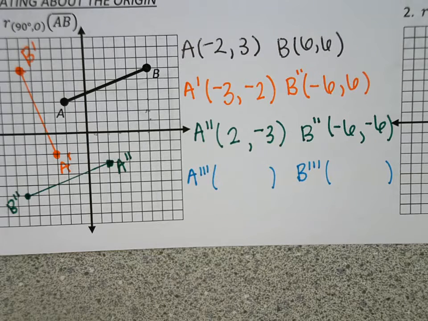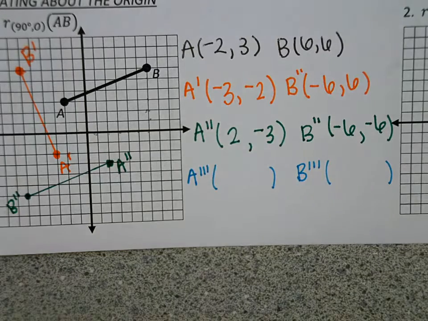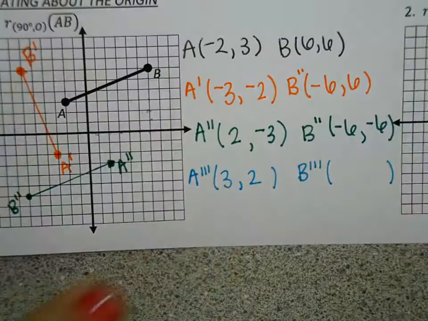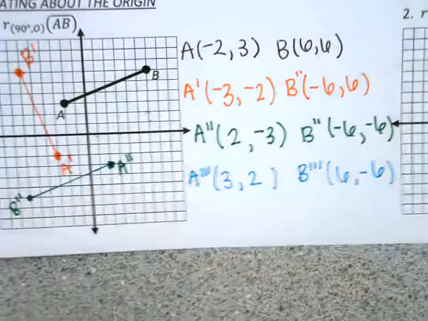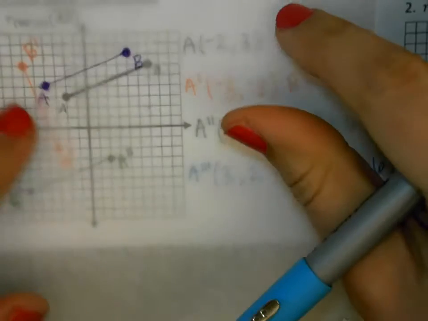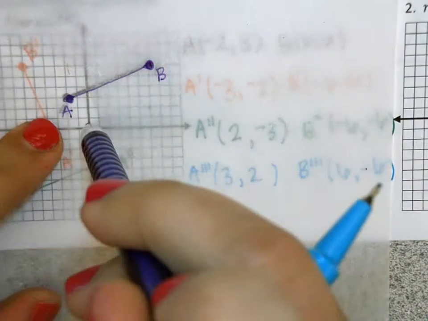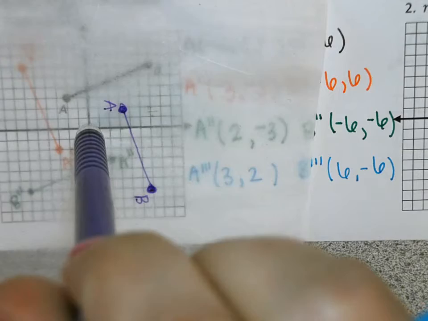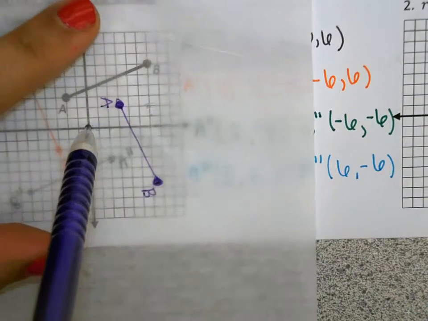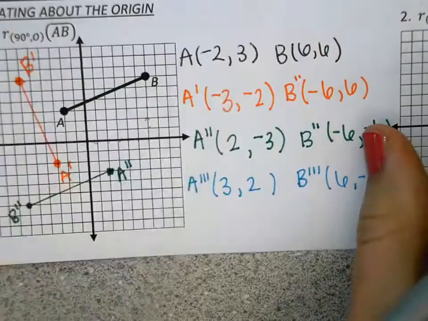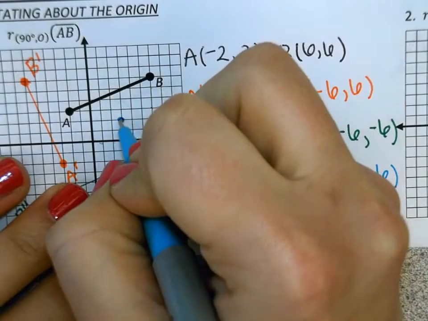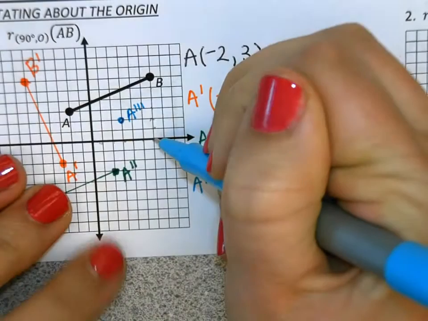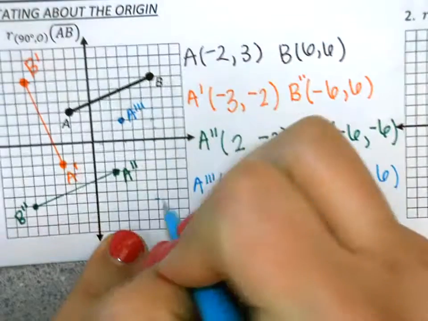Okay, guys, what did you get for the coordinates for A triple prime? +3, 2. And what did you get for B triple prime? 6, -6. And when you graphed it using the patty paper, did that confirm it? Okay, so there's 1, 2, and 3. So it should be 3, 2, which it is. Yeah, it looks like a... So that's A triple prime, and B was 6, negative 6. Right here.